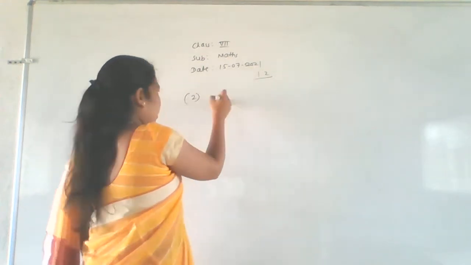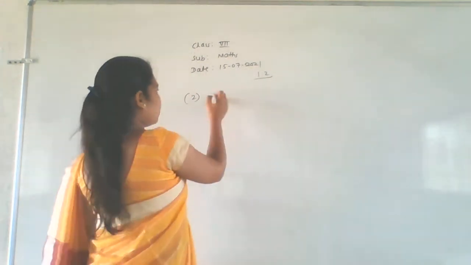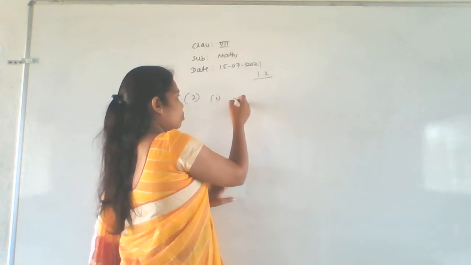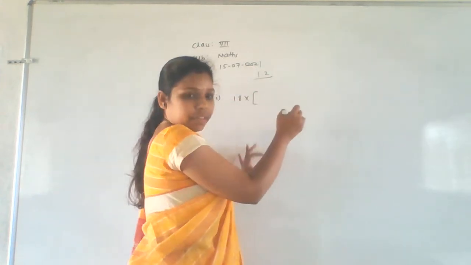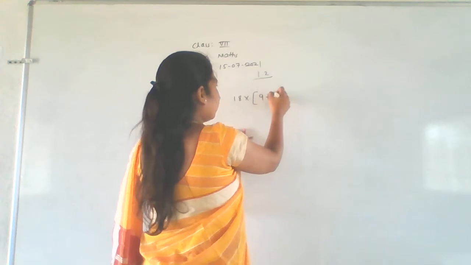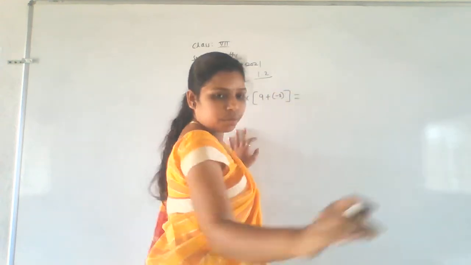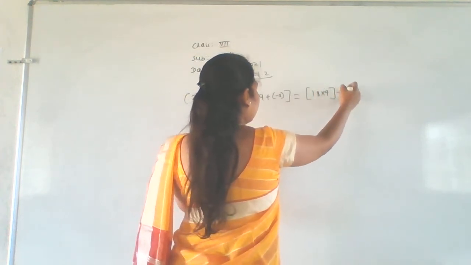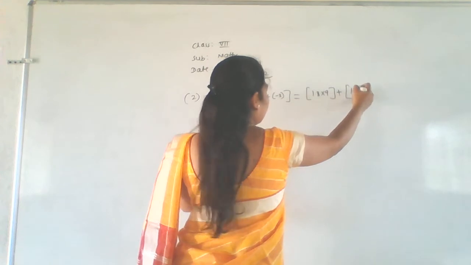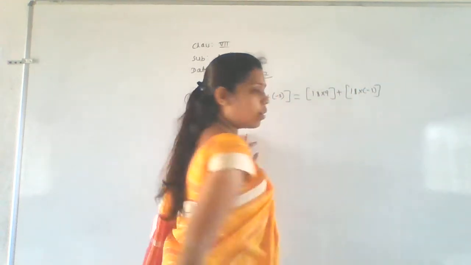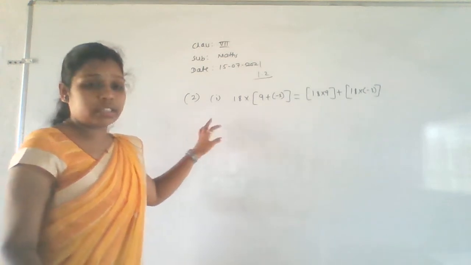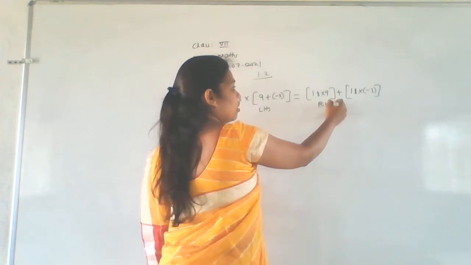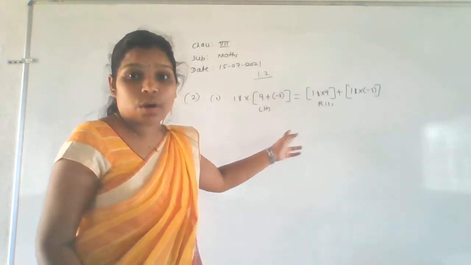1.2 second main. In that, what is the first one here? The first one is 18 into, in the bracket we have 9 plus of minus 3, that is equal to 18 into 9 plus 18 into minus 3. Okay. So whether this is equal or not. Here this is the LHS value and RHS. Whether LHS is equal to RHS or not, that we have to check here.